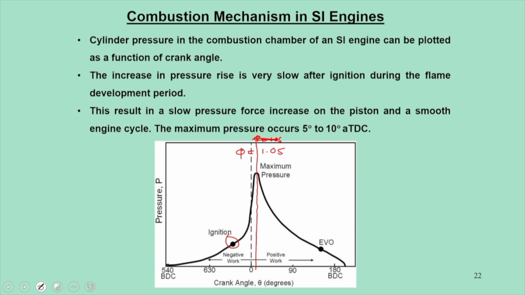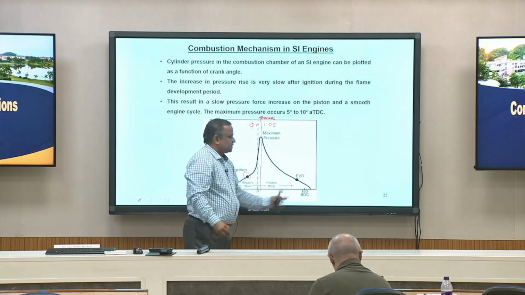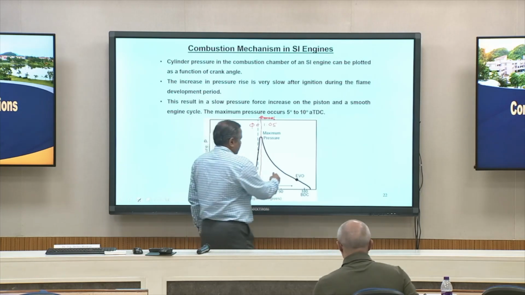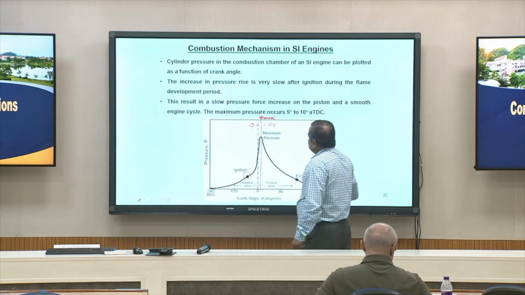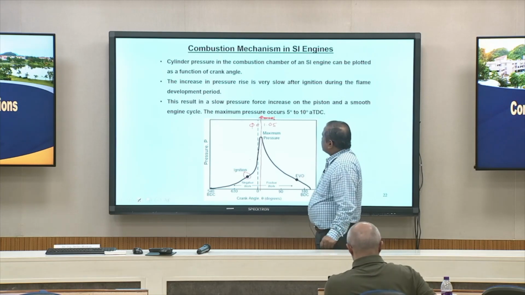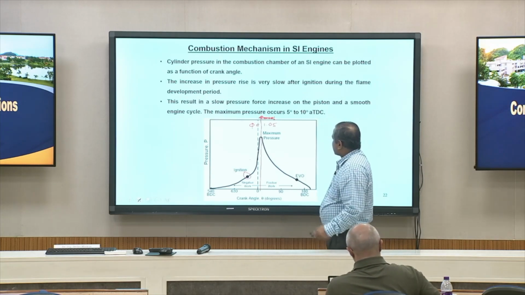At that point, we ensure that we have adiabatic flame temperature, sufficient pressure, and ignition. This is the flame propagation zone, and finally, when we are towards the end location, the flame starts terminating.